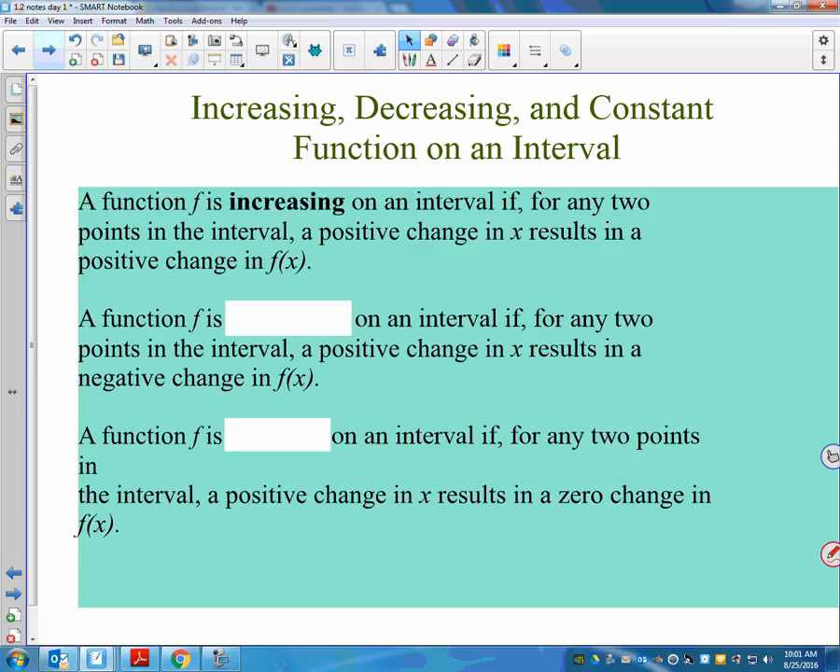It says a function is increasing on an interval if, for any two points in the interval, a positive change in x results in a positive change in f of x, which is y. That just means as x gets bigger, y gets bigger. I always think about increasing as the graph going up. So from here to here, that would be an increasing function. As x is getting bigger, y is getting bigger. Or if you're reading that graph from left to right, it looks like you're walking uphill.